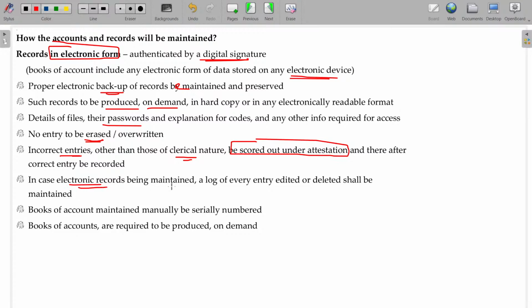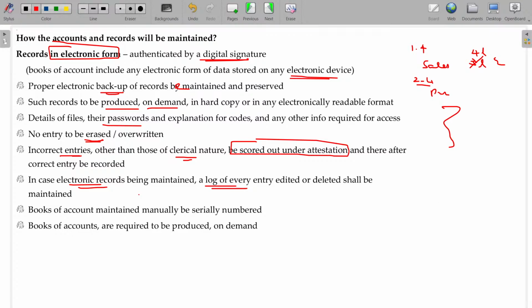Electronic records being maintained. This is all about physical records. In case of electronic records, a log of every entry is needed. Whenever you enter, the time of entry should be there. In physical form, I wrote sales of 5 lakhs on 1st April. On 2nd April, I record another one, purchases. If you want to correct it, I don't have the option. Score it out and write 4 lakhs. You have to give the attestation.